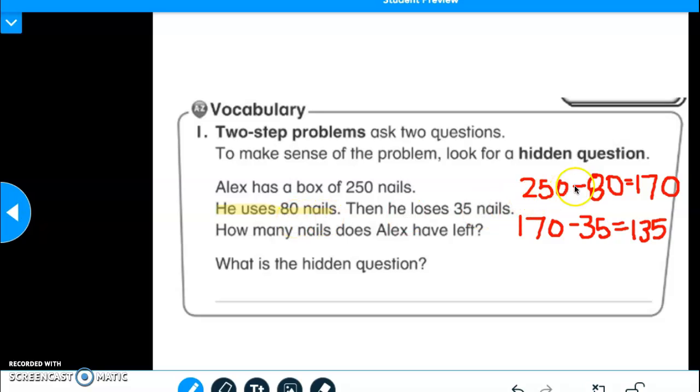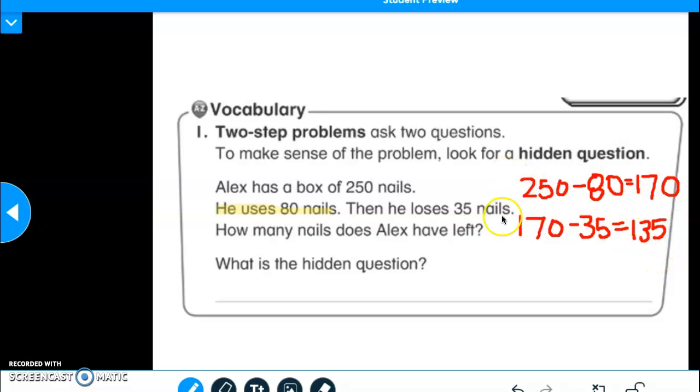If he used them, we're going to subtract. So 250 minus 80 is 170. So now we have 170 nails. Then he loses 35. So from those 170, he loses 35 and that equals 135. He has 135 nails left.